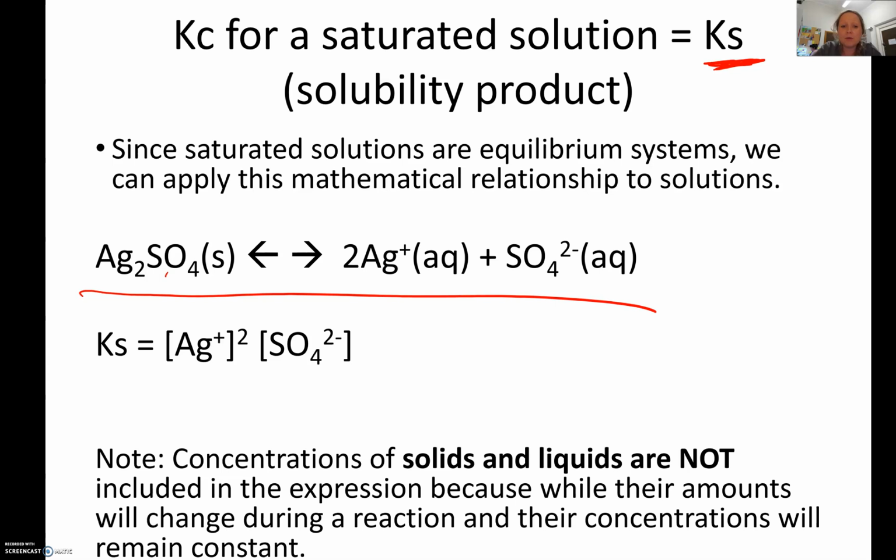So just as per normal, we do products divided by reactants. If you've got a number in front, it becomes the power. So it's going to be [Ag+] squared times [SO4 2-]. Now this time, we can't divide by anything. We can't divide by our reactants because our reactant is a solid. And we know that the concentrations of solids and liquids do not actually change because it's based on density, which is a constant, and therefore we don't include our solid in our Ks expression. So it just becomes the products.